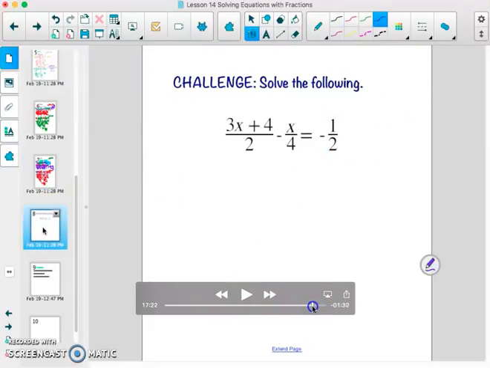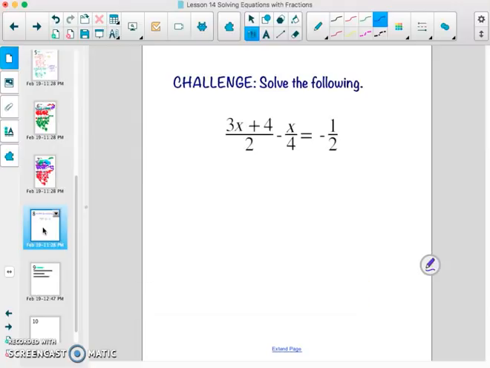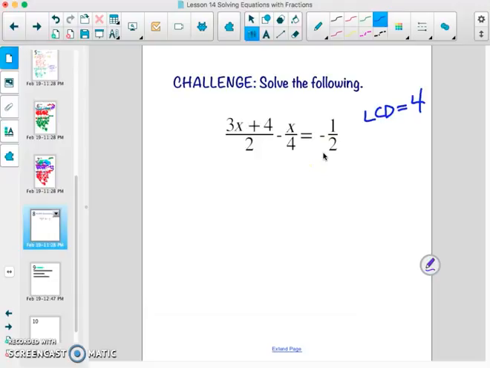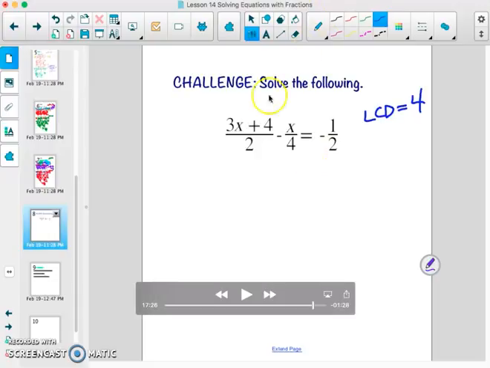Alright, so last example. This one's a little more challenging, but I want you to be able to do it. You should be able to do it, okay? So the LCD here is 4. And the reason for that is because our fractions have denominators of 2, 4, and 2. The lowest common denominator of those is 4. So don't freak out that you see 3 terms here. That's okay. All we have to do is the same thing. It's going to be the exact same process.